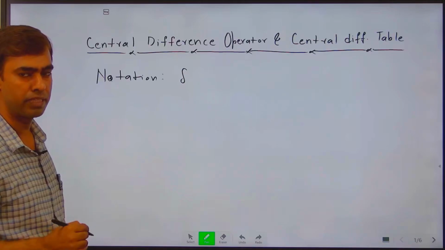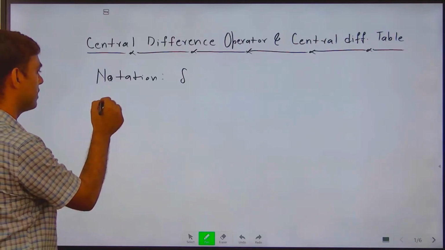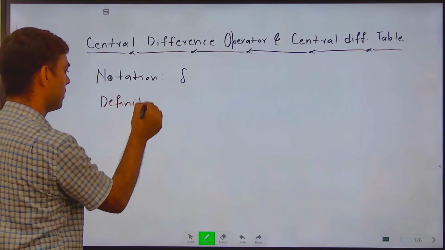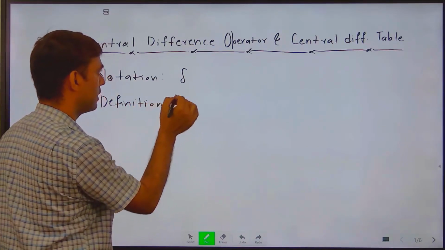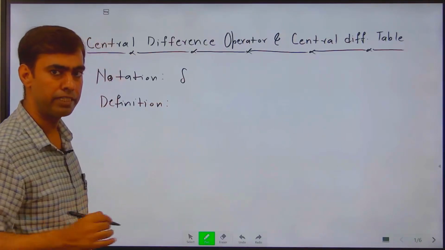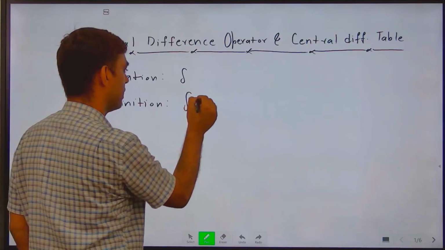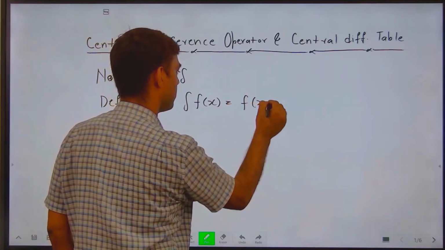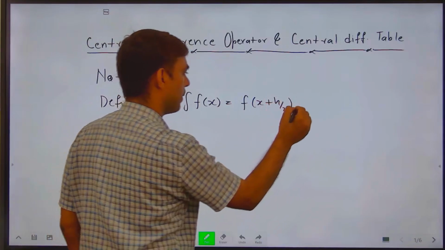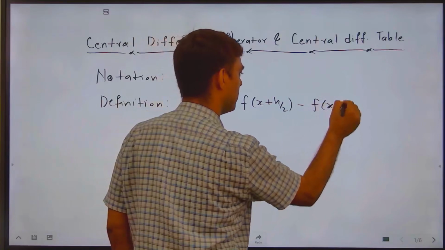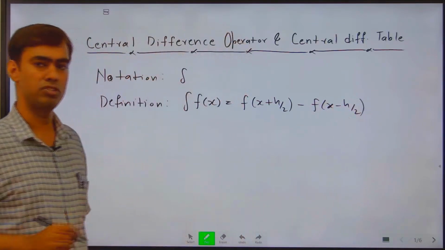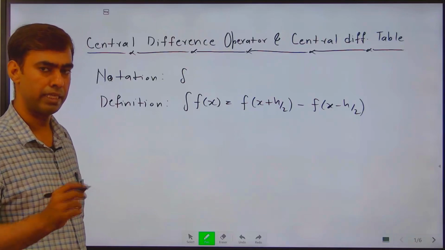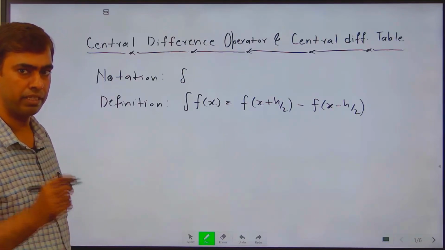Now how do we define the central difference operator? Here we write a definition, in terms of any function. So delta of f(x) equals f(x plus h by 2) minus f(x minus h by 2), where h is the class interval, meaning the difference between the second data and the first data, the third data and the second data, and so on.